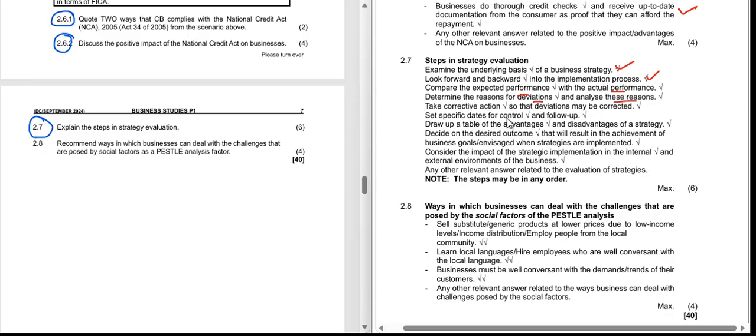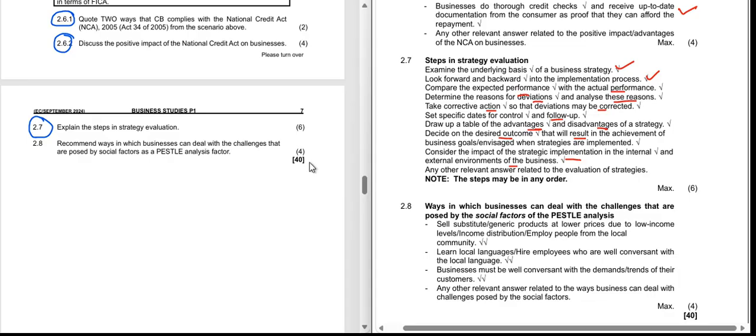Take corrective action so that deviations may be corrected. Set specific dates for control and follow up. Draw up a table of advantages and disadvantages of the strategy. Decide on the desired outcome that will result in the achievement of business goals. So consider the impact of the strategic implementation in the internal and external environments. So these are the steps that you must take when evaluating a strategy.